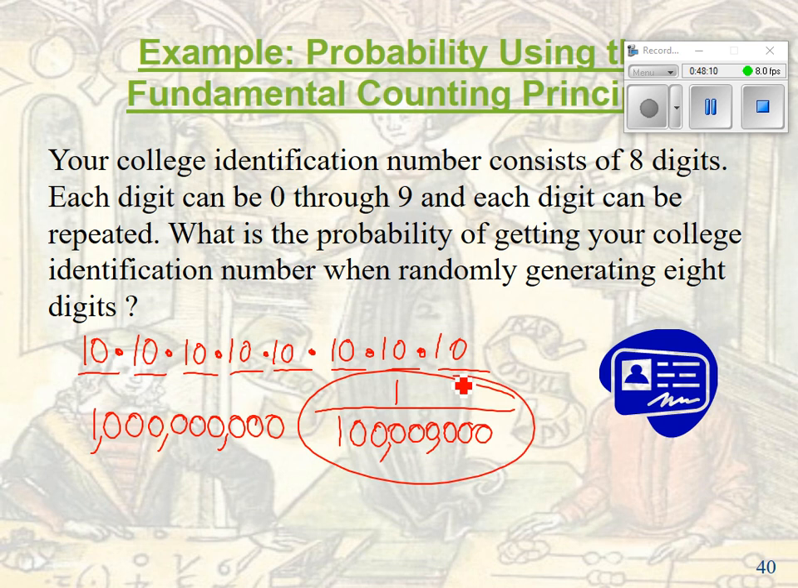Now, those are big numbers, or one of them's a big number. Would we want to change that to a percentage? Probably not. It probably looks better that way. 1 out of 100 million. So if somebody's going to steal your number and they're just randomly punching it in, they have a 1 in 100 million chance of actually getting the correct number.